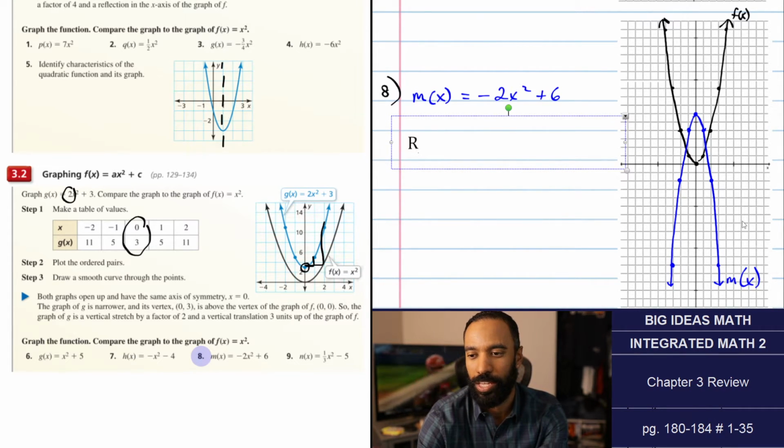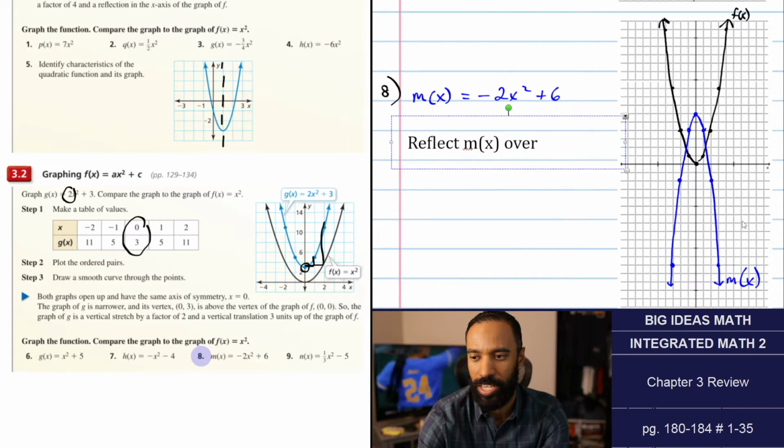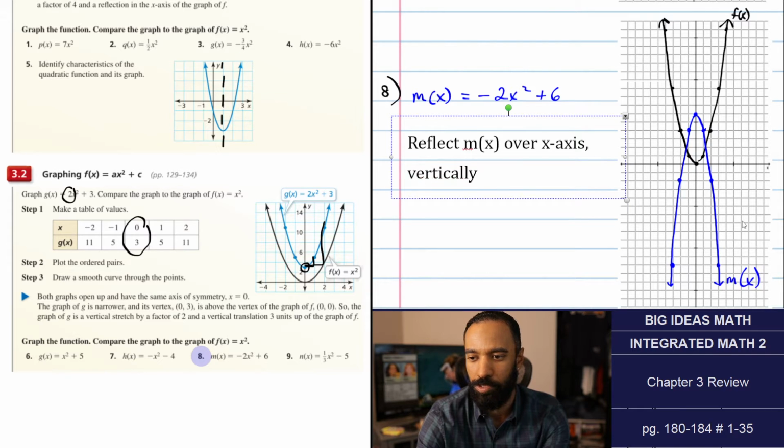All right, we have 3 things. Reflect m of x over the x-axis. Flip it over. Vertically stretch by a factor of 2. And translate 6 units upward.